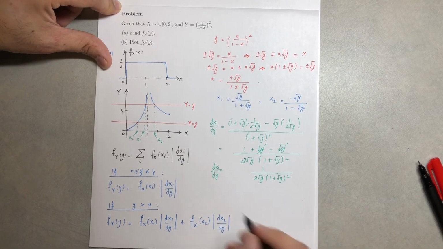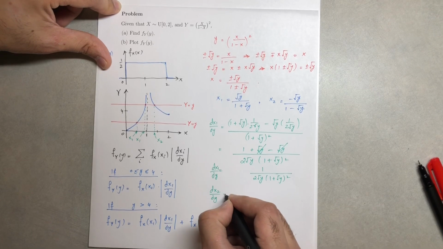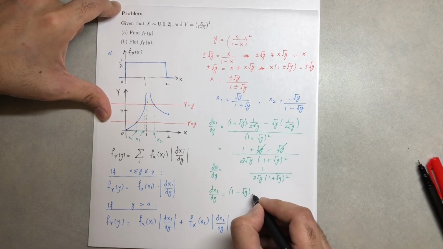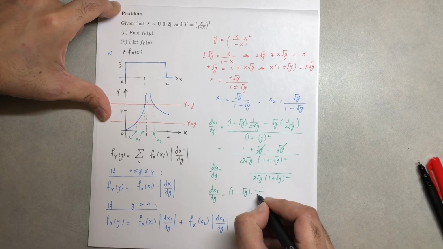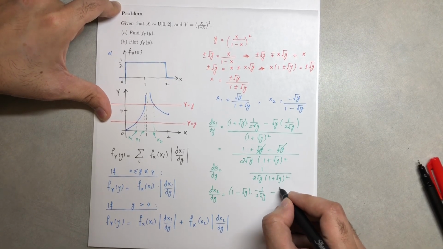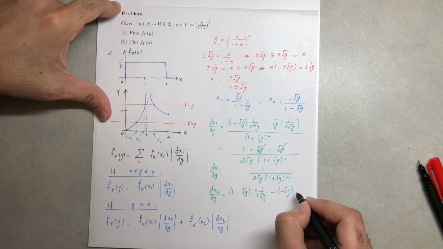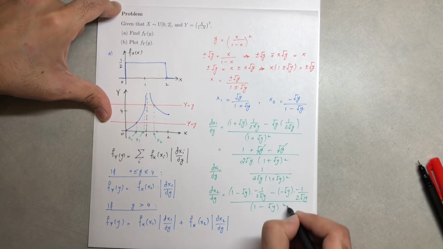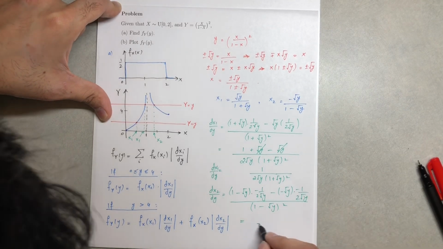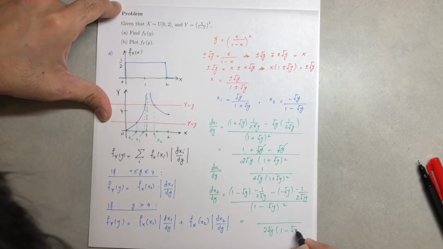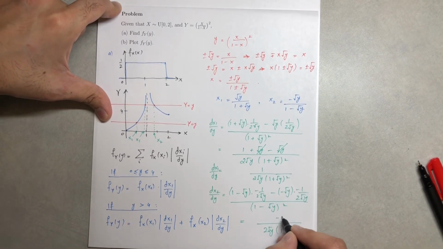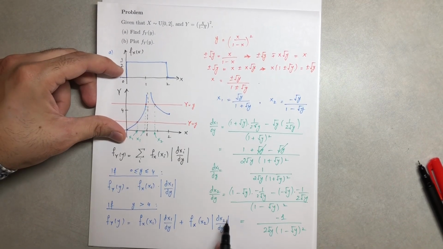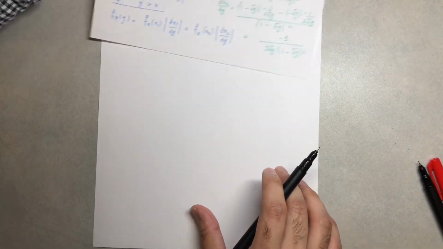Similarly, dx2 over dy will be again the denominator times the derivative of the numerator, minus the numerator times the derivative of the denominator. And this turns out to be, again, 2 square root of y down here, and the numerator will just have negative 1. All right, so we've got fx of x1, fx of x2, we've got these derivatives, and we just need to plug these in to find the solution.